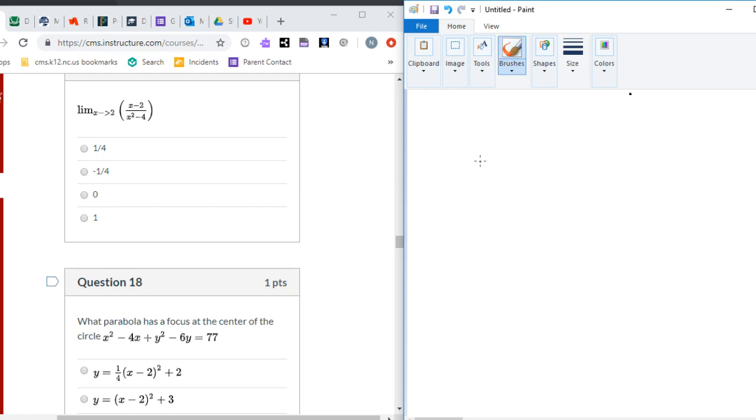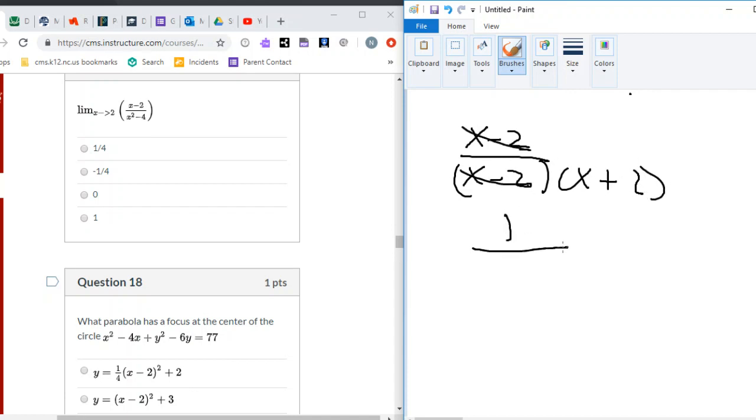You factor the numerator and denominator, so x squared minus 4 is going to factor into x minus 2 times x plus 2. This cancels out, so now I just have 1 over x plus 2. And now I plug in the 2. That's going to be 1 over 2 plus 2, which is 4, which is 1/4.